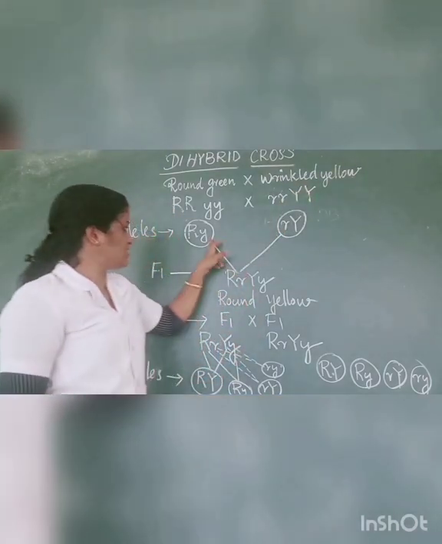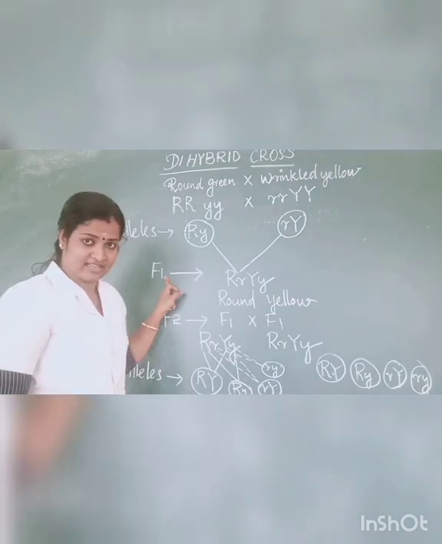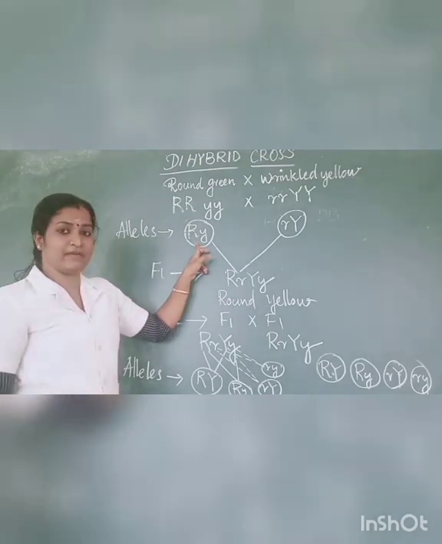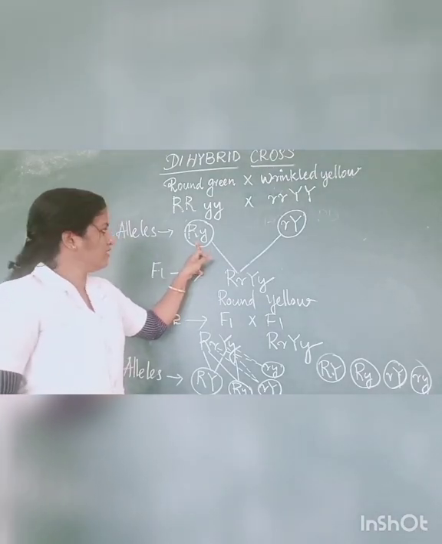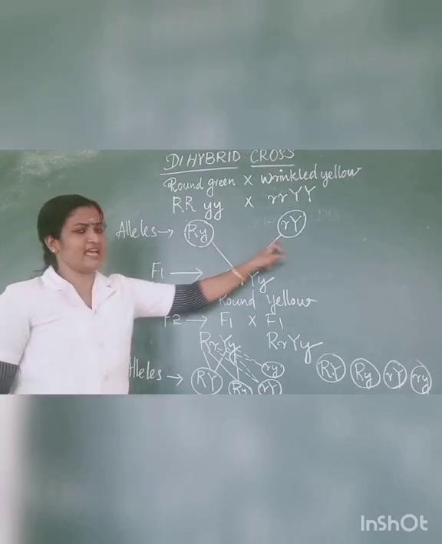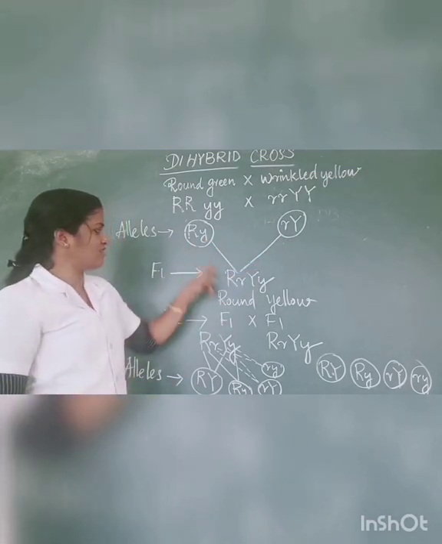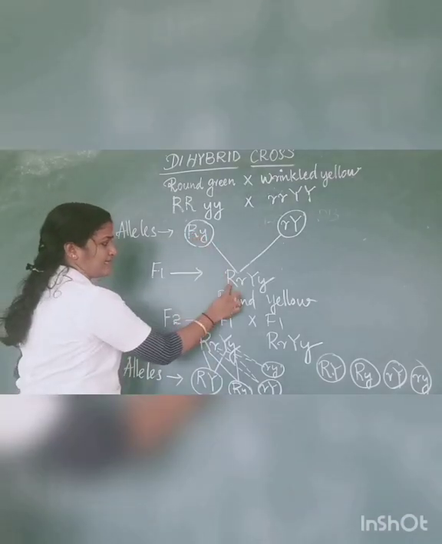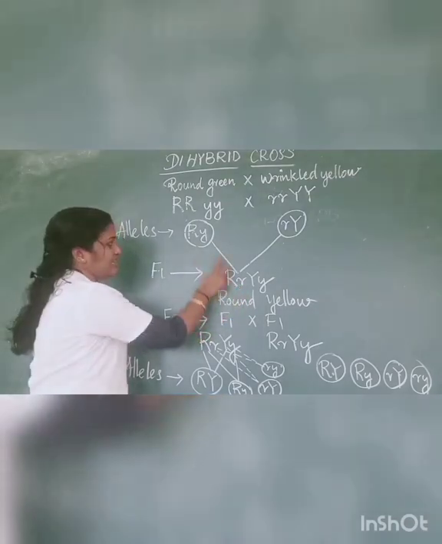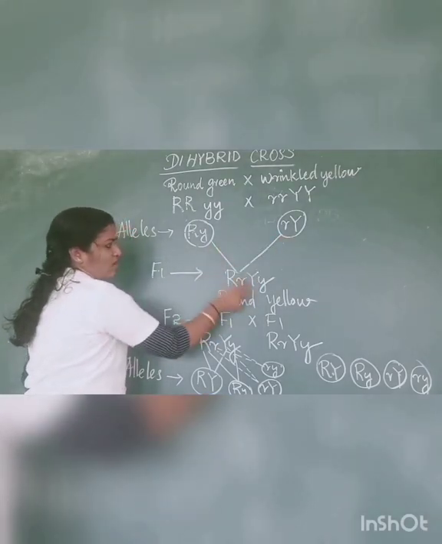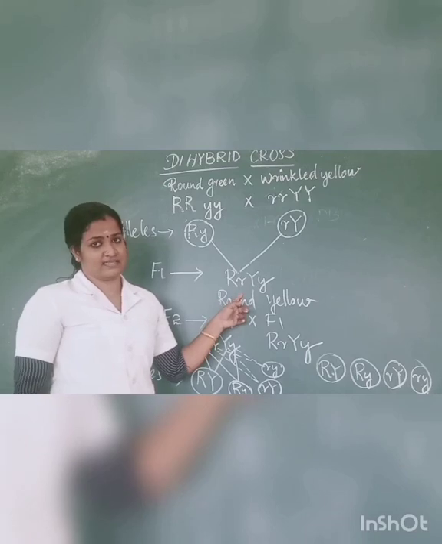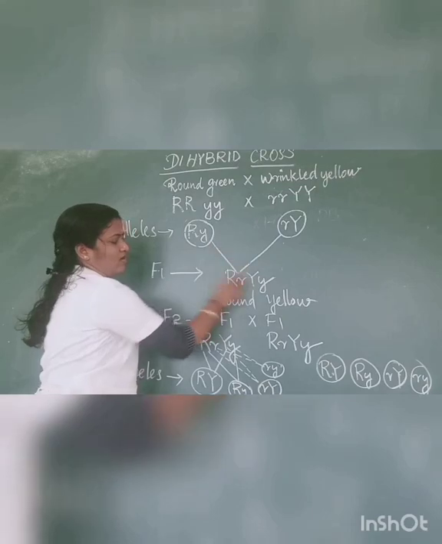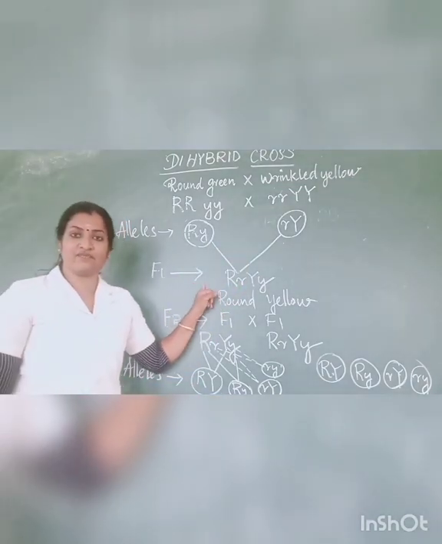To produce the F1 generation, we cross these alleles. So what will be the genotype of the F1? Here capital R small y and here small r capital Y. So we have to write capital R and small r together, then capital Y small y. Capital letters we have to write first. So capital R small r and capital Y small y. That is the genotype of the F1 generation.